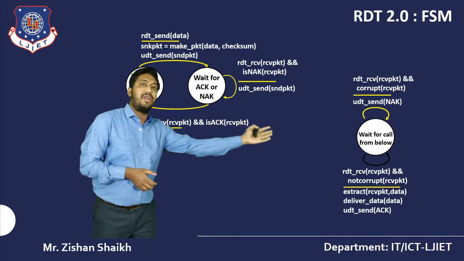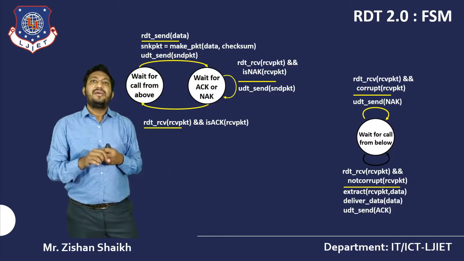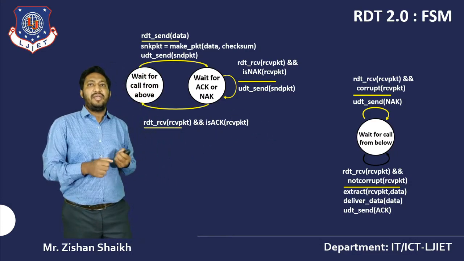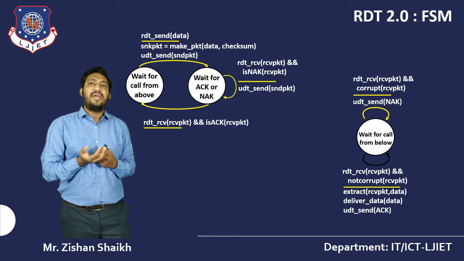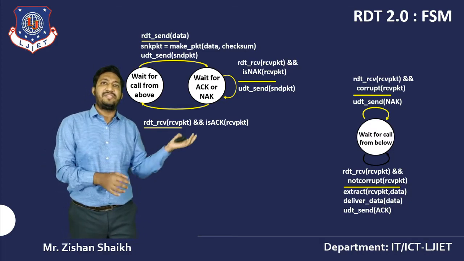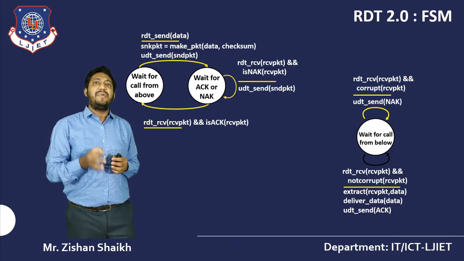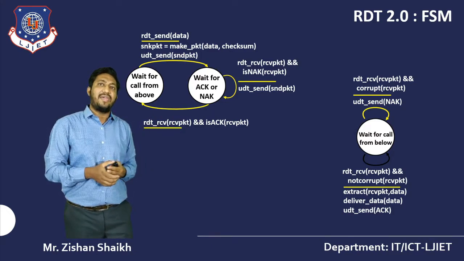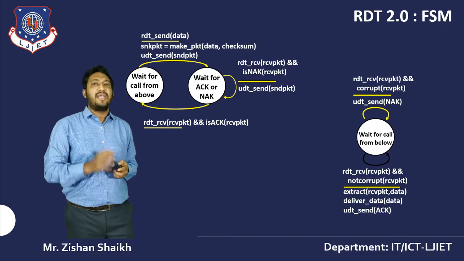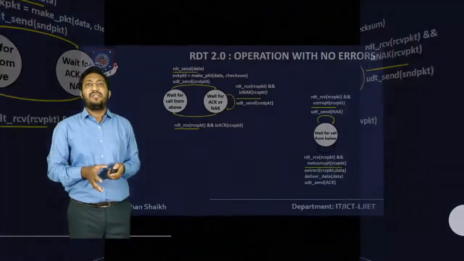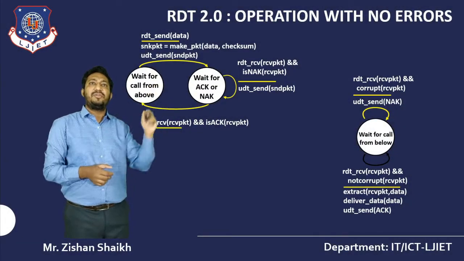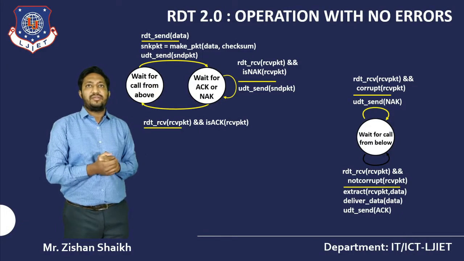At the receiver side, what happened here? It is only waiting for the data. After receiving the data, it will send the acknowledgement to the particular source. If any bit error occurs in the packet, then it also sends the negative acknowledgement. So let's understand all this scenario with the operation of errors and without errors.